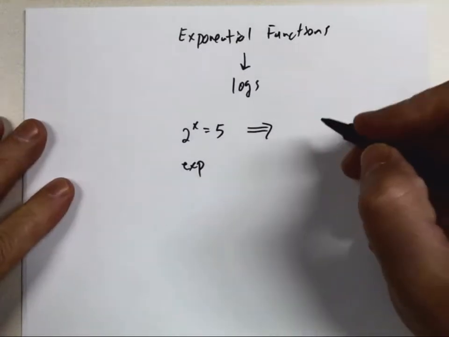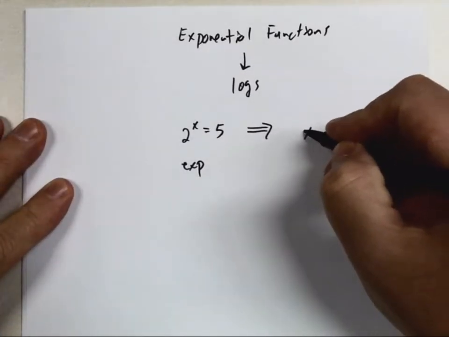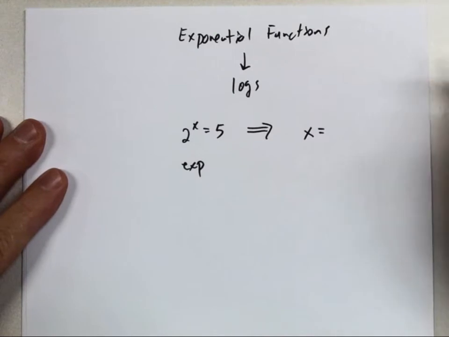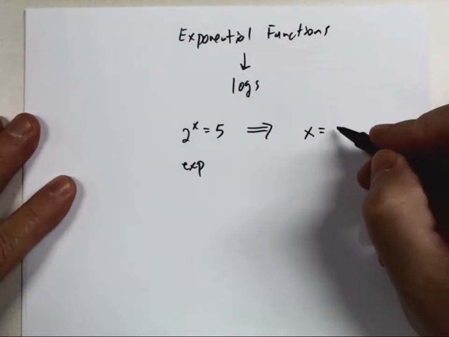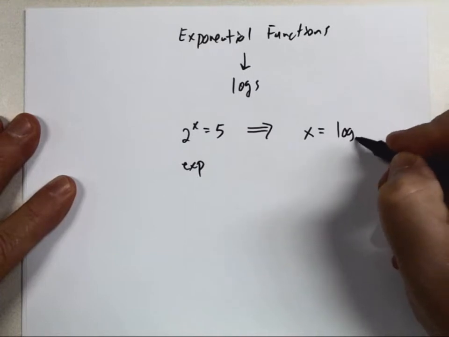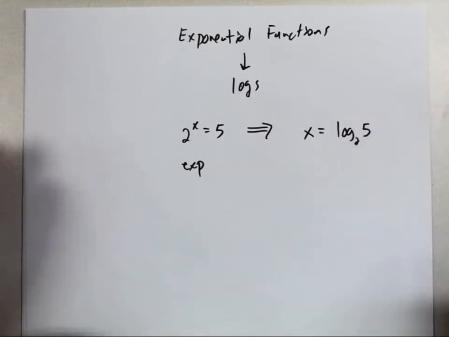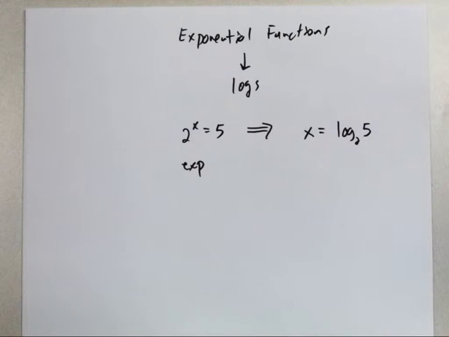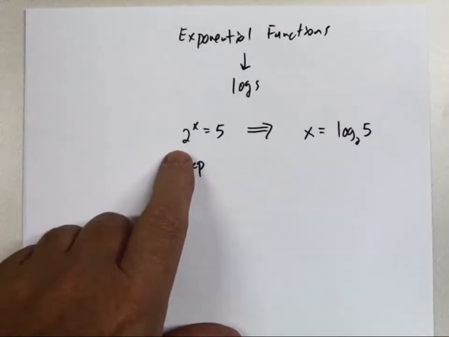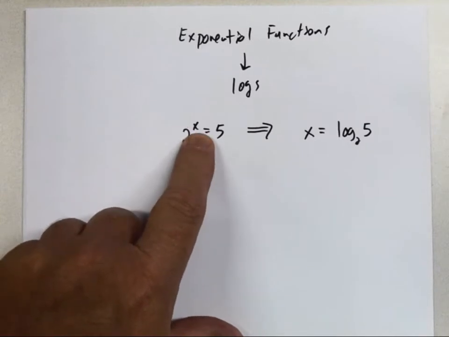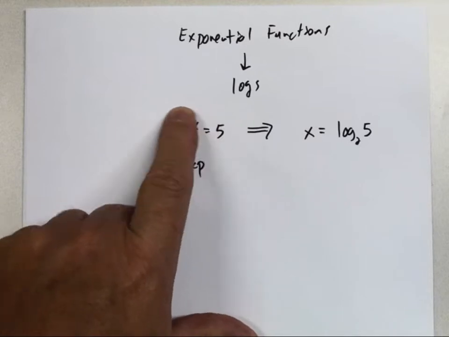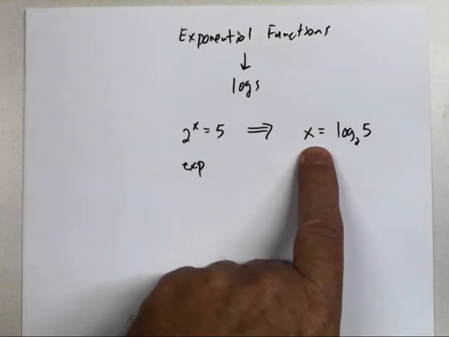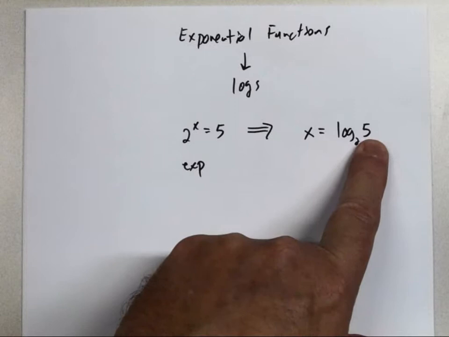And what it's going to be is, now, of course, this won't make any sense at all, but 2 to the x equals 5 is the same exact equation as x equals log base 2 of 5.